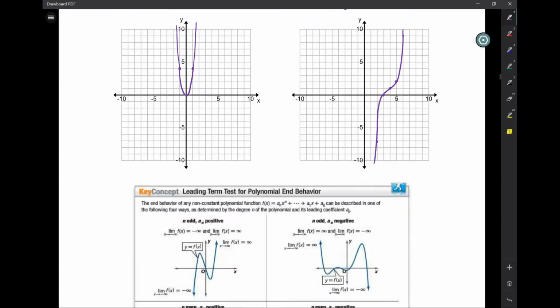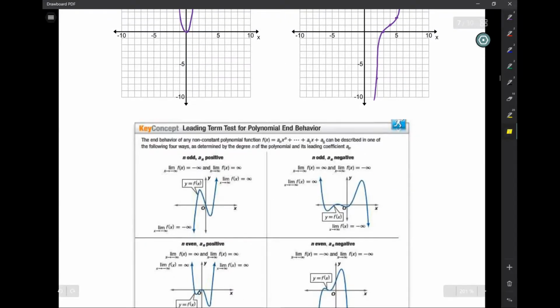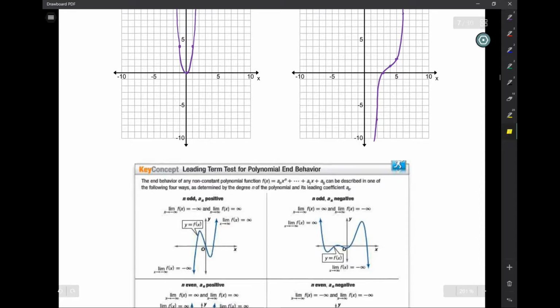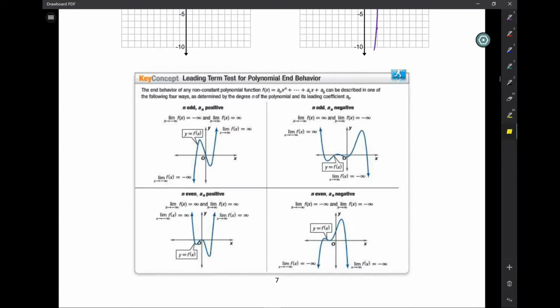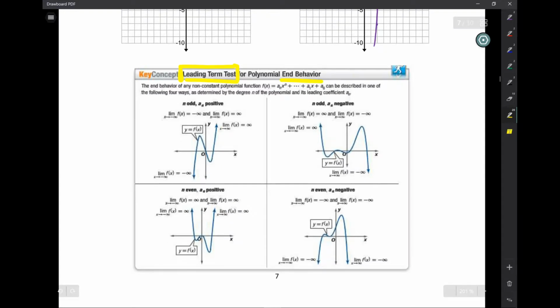All right, let's go, okay, leading term test. This is extremely important. You need to be very quick on your feet by the time we end the chapter with this leading term test, all right? So what we're going to do is use the leading term, that's the term with the highest degree, in order to test for end behavior, all right? So what we do is this.